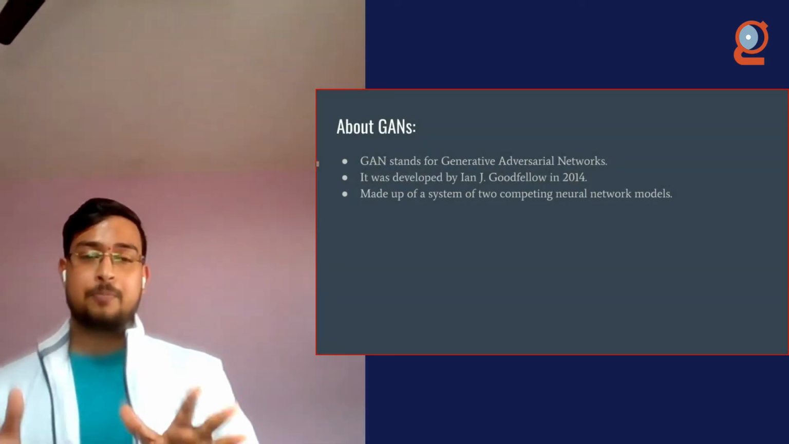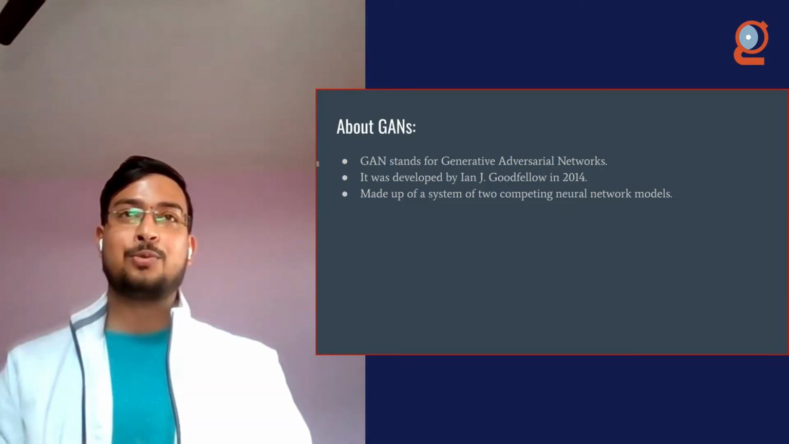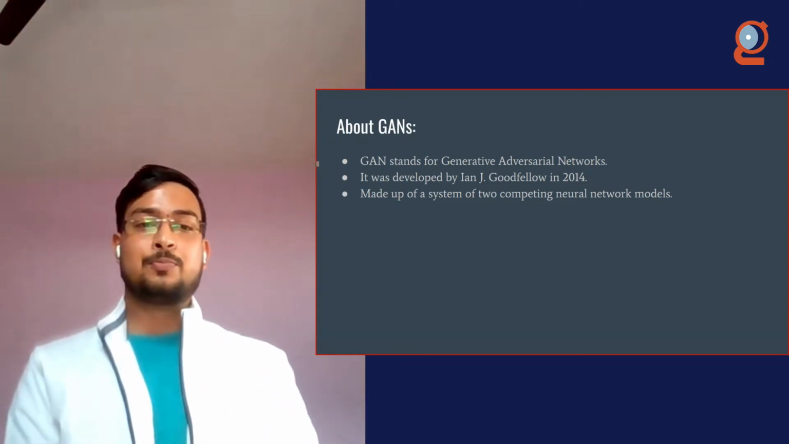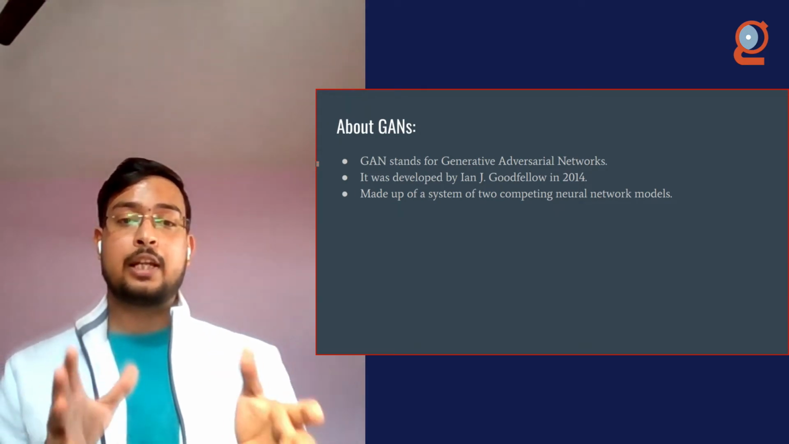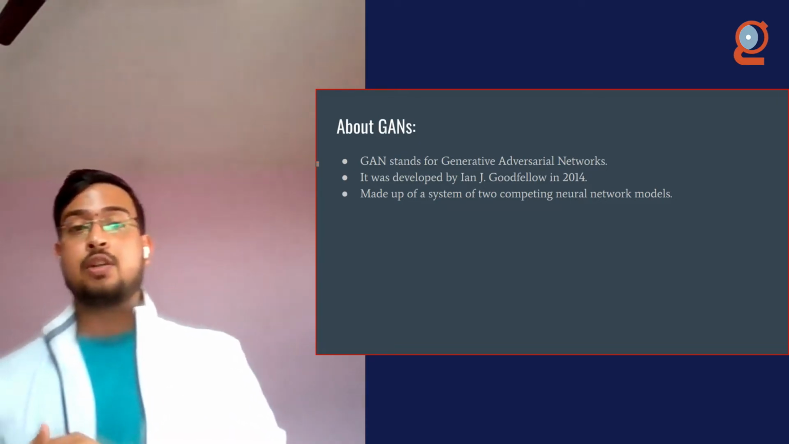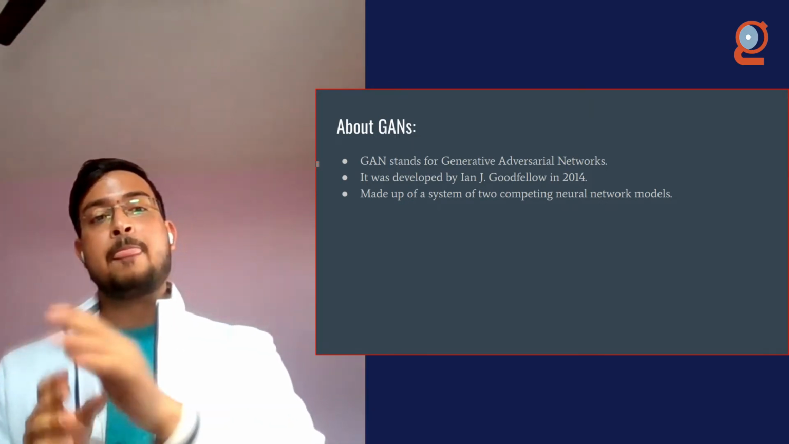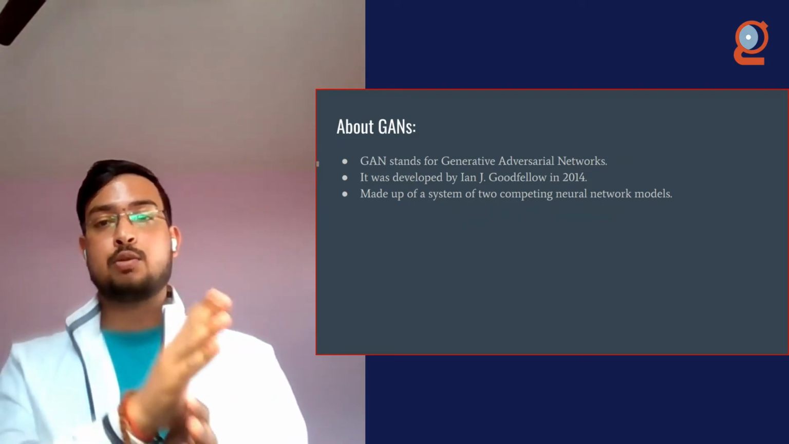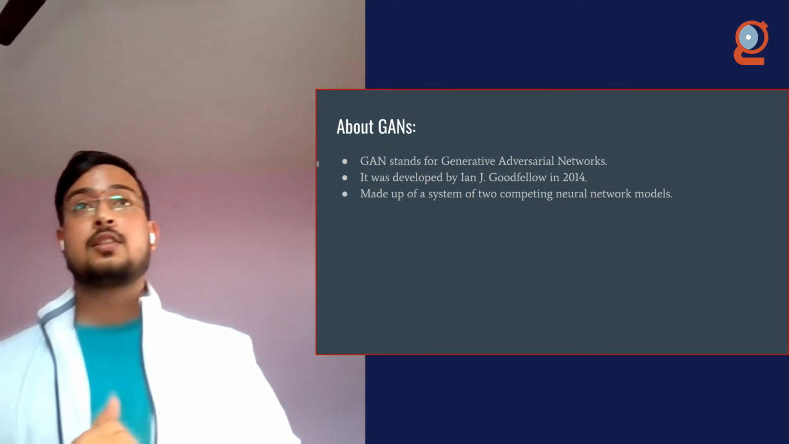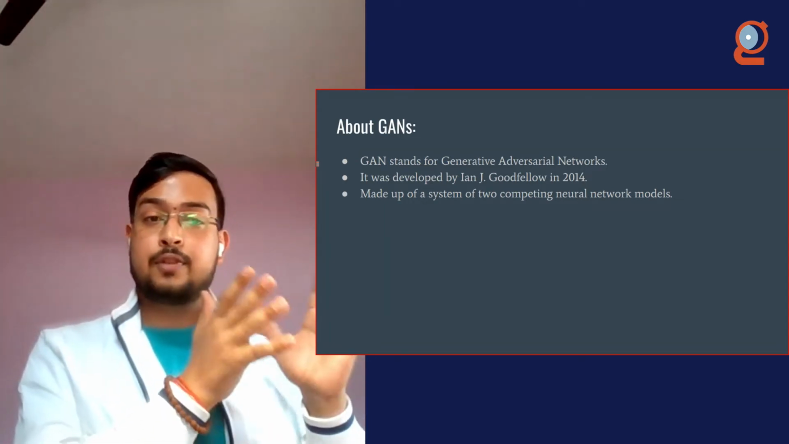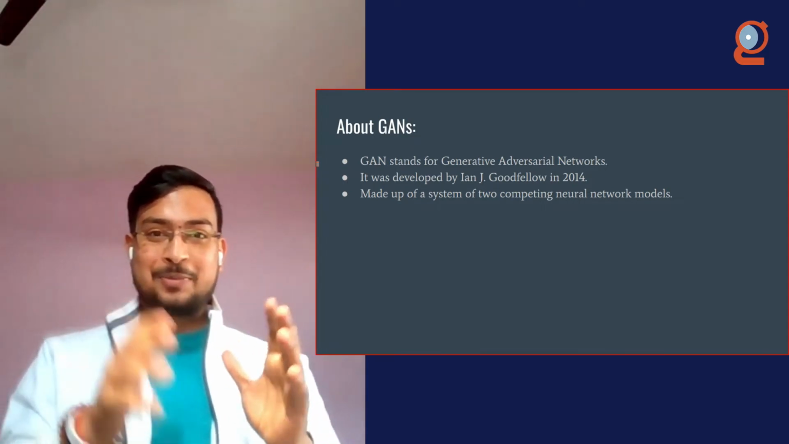Before we start, a basic introduction about GANs. GANs stand for Generative Adversarial Networks, and they were developed by Ian J. Goodfellow in 2014. He is the writer of a famous machine learning book. GANs are made up of two competing neural network models. If you're familiar with neural networks, you know they have stacked layers one over another, with an input layer, hidden layers, and an output layer. In a GAN, one model handles the first job and another works on the other part. We'll talk about these two parts in detail shortly.